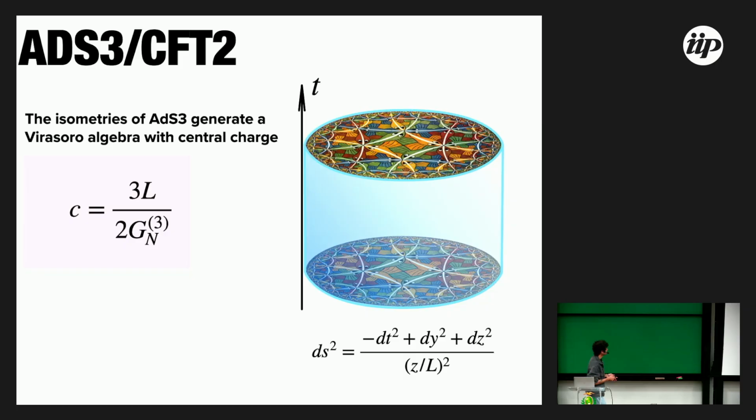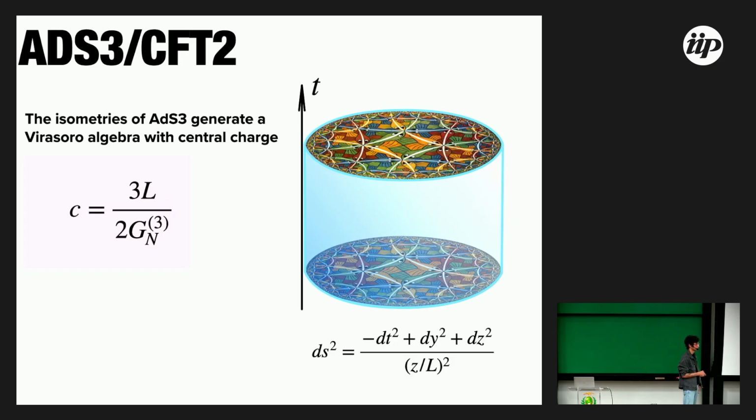And it has a CFT on the boundary. The CFT is two-dimensional because if this is 3-dimensional, the boundary is only 2-dimensional. So the CFT has 1 dimension less. And this is a 2-dimensional CFT.